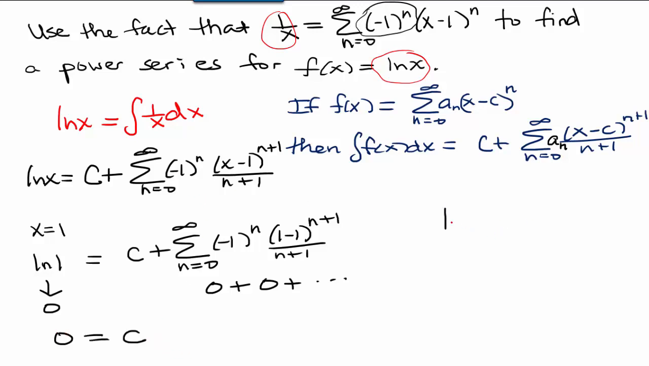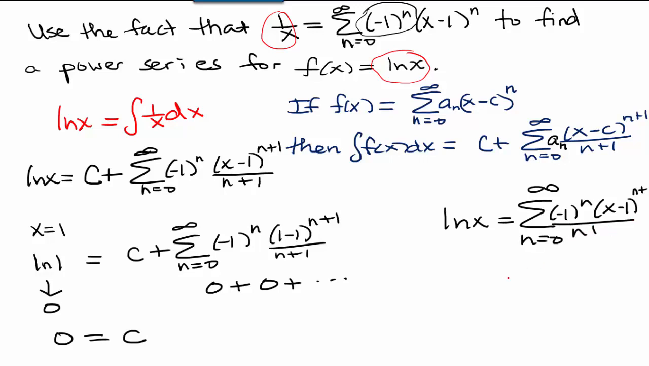So that means that the natural log of x can be written as the series n equals 0 to infinity, negative 1 to the n, x minus 1 to the n plus 1 over n plus 1. If you want to find the interval of convergence, then you would have to use your ratio tests or geometric series tests, and remember to check the endpoints as well.